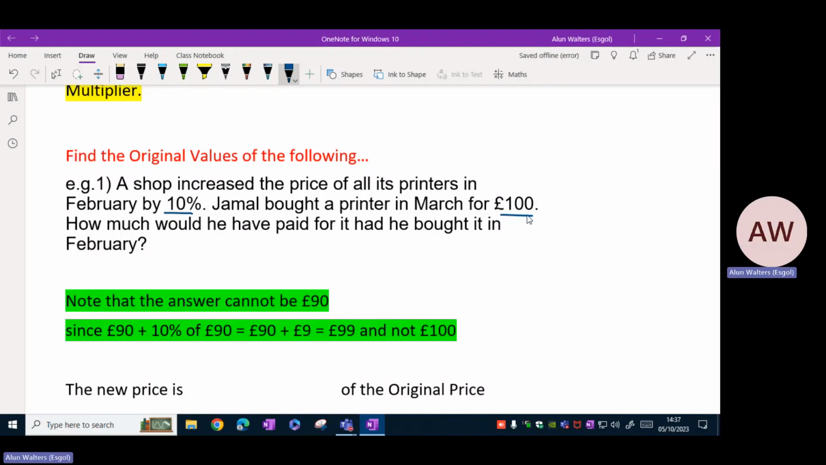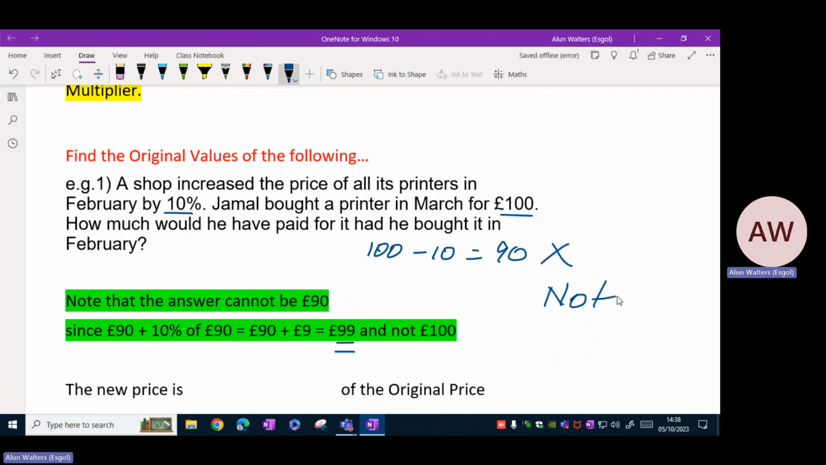So what a lot of people end up doing is they take 10% of 100. They take 10% off that. They're saying the original price was £90. However, that is incorrect, because when you then add 10% onto £90, you do not end up with £100. You end up with 99. So this is not the correct method.